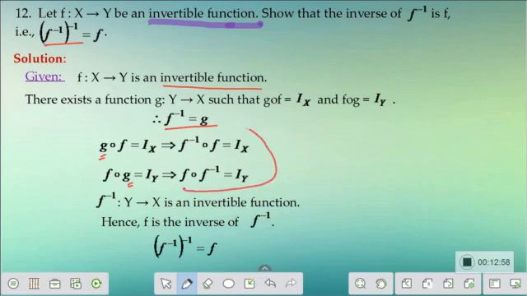Now from these two relations, that is f inverse composite f is equal to ix and f composite f inverse equal to iy, we understand that f is the inverse of f inverse. That is, if you try to find the inverse of f inverse, that is nothing but your f. So this is what we mean. We can even conclude that f inverse is invertible and hence the given function f is the inverse of f inverse. That is, f inverse, the whole inverse, is equal to f.